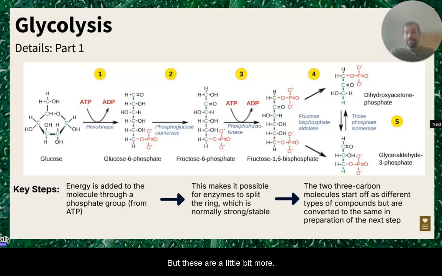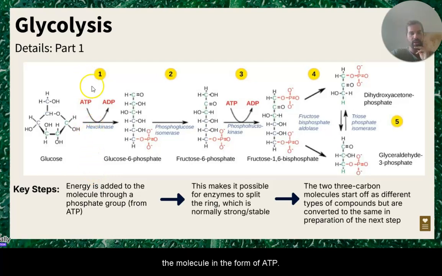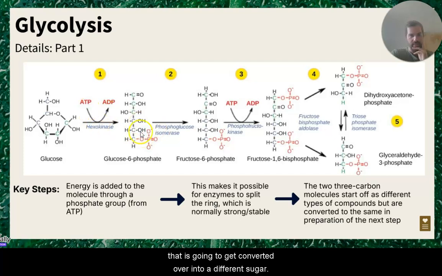But let's get a little bit more into the details of these steps, because glycolysis has a lot of detail to it. So really what's going on first is you have your glucose here on the left, and then you're going to add energy to the molecule in the form of ATP. That's going to add a phosphate onto it. And then that is going to get converted over into a different sugar. You see, that's a glucose 6-phosphate. This is a fructose 6-phosphate. It just involves some swapping of the oxygen and the OH, the hydroxyl groups. So things are getting rearranged on it.